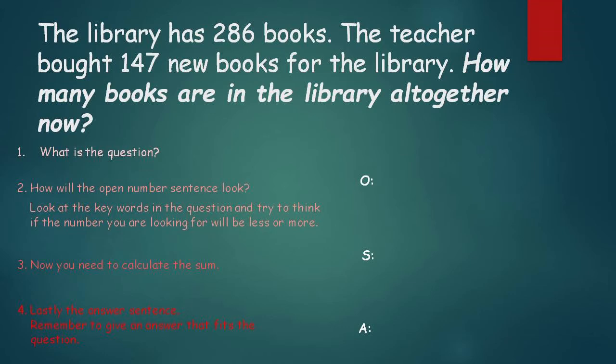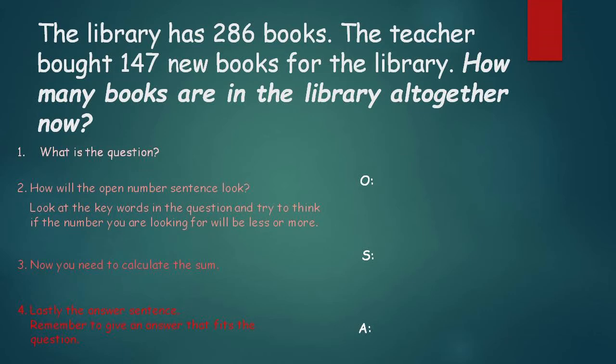Then you'll need to do the calculation. So look at what you wrote for O and figure out how you are going to calculate. What sum are you going to write out? Remember, you can do the sum vertically, in other words, from top to bottom, because you now know how to do those types of sums, but you can also do it horizontally, whichever way you prefer.